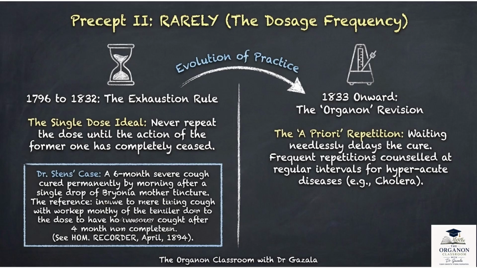Right, but as practice evolved, particularly with the later revisions of the Organon, this approach to repetition became a little more flexible in acute or hyperacute conditions, such as cholera. Frequent repetitions were considered when the clinical situation demanded it. Mark my word, demanded it. So the key message of rarely is not simply never repeat, just like the single precept. It is to understand when the repetition is justified rather than repeating automatically.